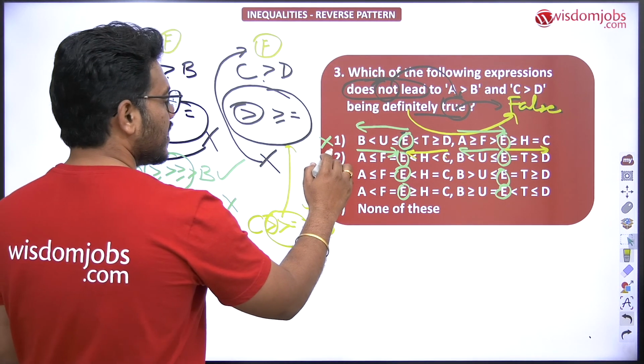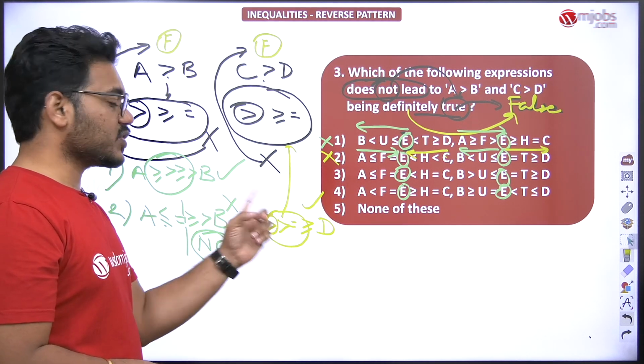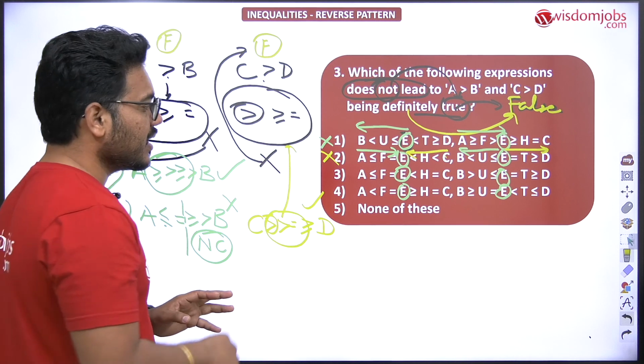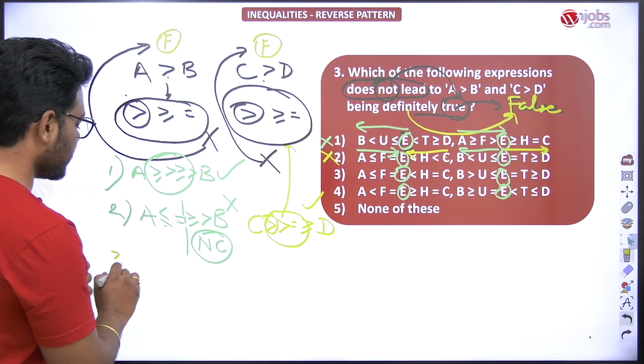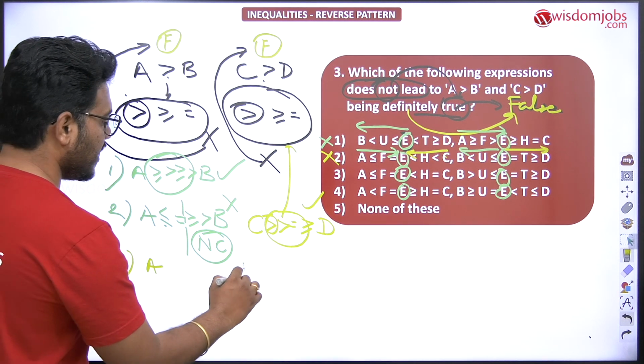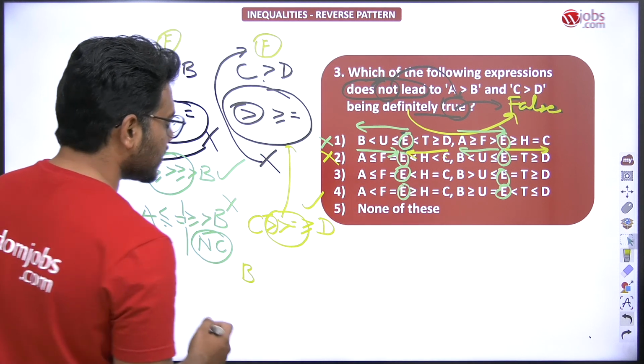So this option is also eliminated, because both have to be false. One is true here, so this is eliminated. Next expression, okay, again we have to check this third one, between A and B. So what are the symbols here?